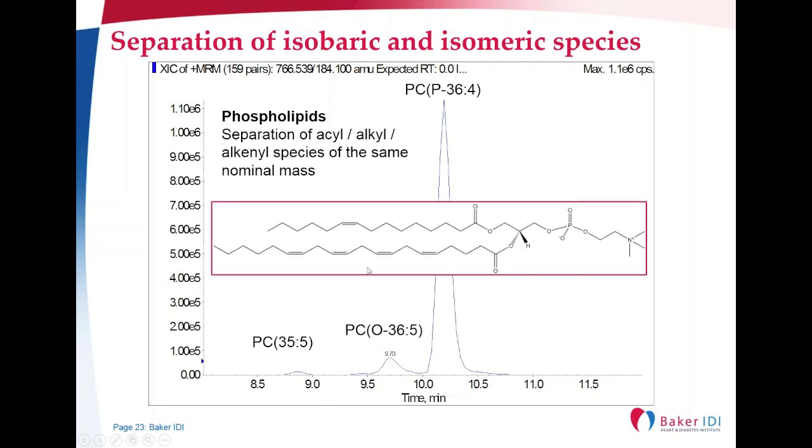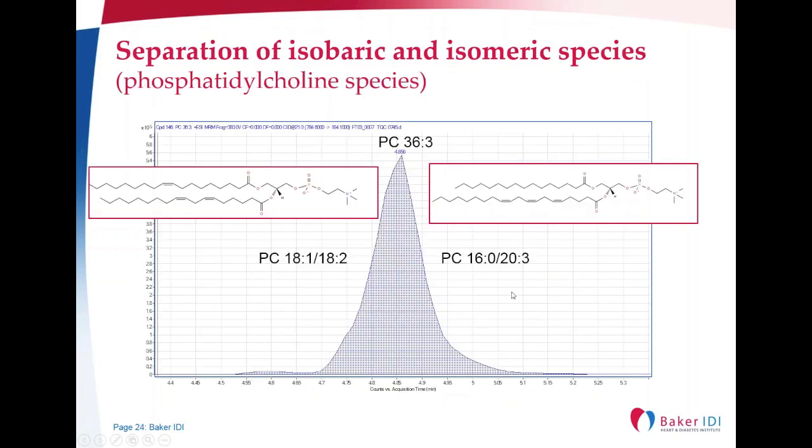And similarly, we have odd chain fatty acids incorporated into some phosphatidylcholines, which have the same mass, not the same exact mass, but in terms of the resolution of a triple quadrupole instrument, we can't distinguish these based on mass. So we need to rely on the chromatography to be able to distinguish these. But in this case, these work quite well, even on the relatively short chromatography that we run on our profiling platform.